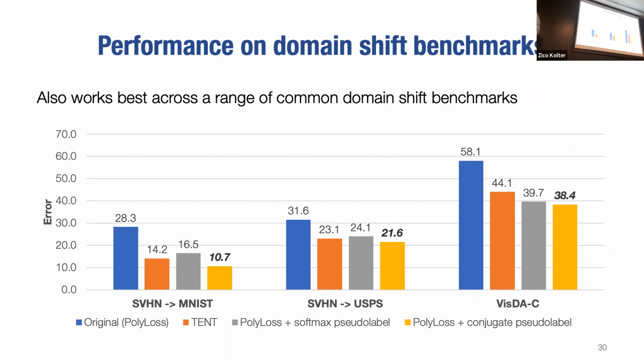The next one here is the same thing, like domain shift, more in some than in others, but across the board, pretty reliably, using the correct pseudo label that comes out of this convex conjugate winds up being the right thing to do and gives you the best performance.